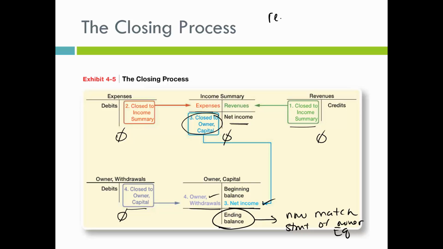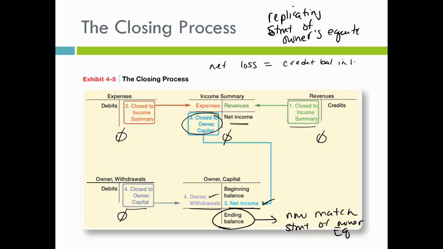So what I'm really doing in this process is replicating what I said on the statement of owner's equity. The only variation to this is if I had a net loss, then instead of a debit balance in income summary, I would end up with a credit balance in income summary. So I would be debiting capital instead of crediting capital. If it was a net loss, I need to bring capital down.